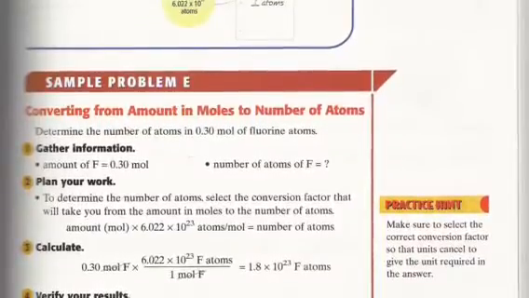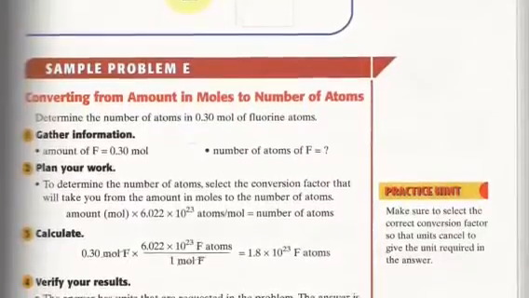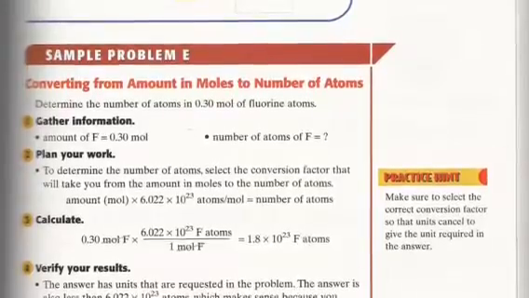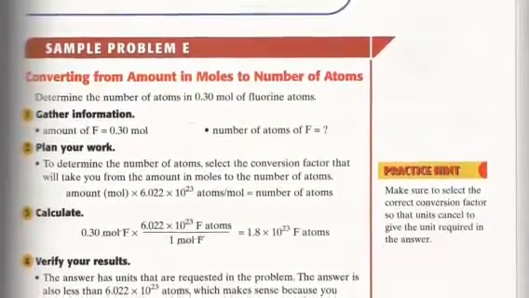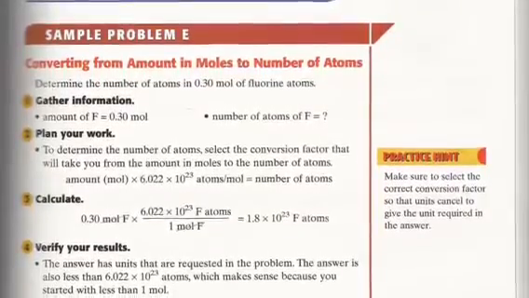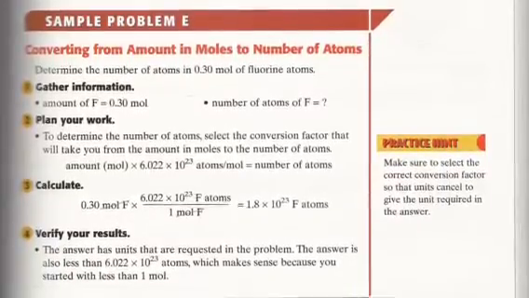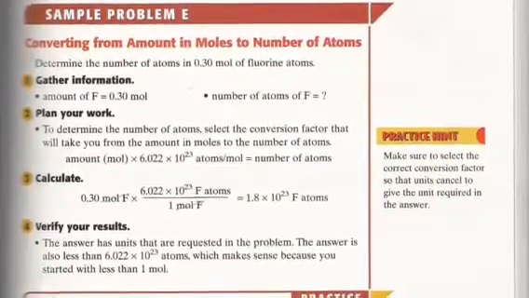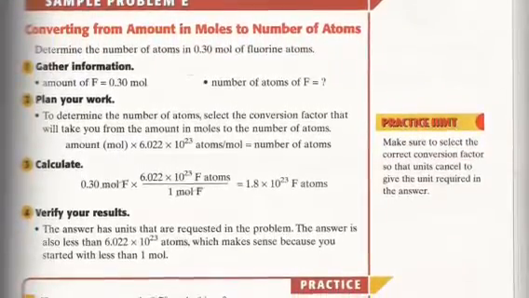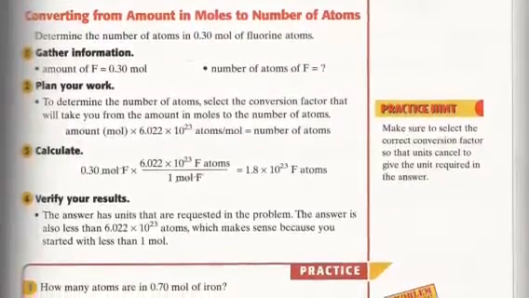Calculate. 0.30 mole fluorine times 6.022 times 10 to the 23rd fluorine atoms divided by 1 mole fluorine equals 1.8 times 10 to the 23rd fluorine atoms. Verify your results. The answer has units that are requested in the problem. The answer is also less than 6.022 times 10 to the 23rd atoms, which makes sense because you started with less than 1 mole.